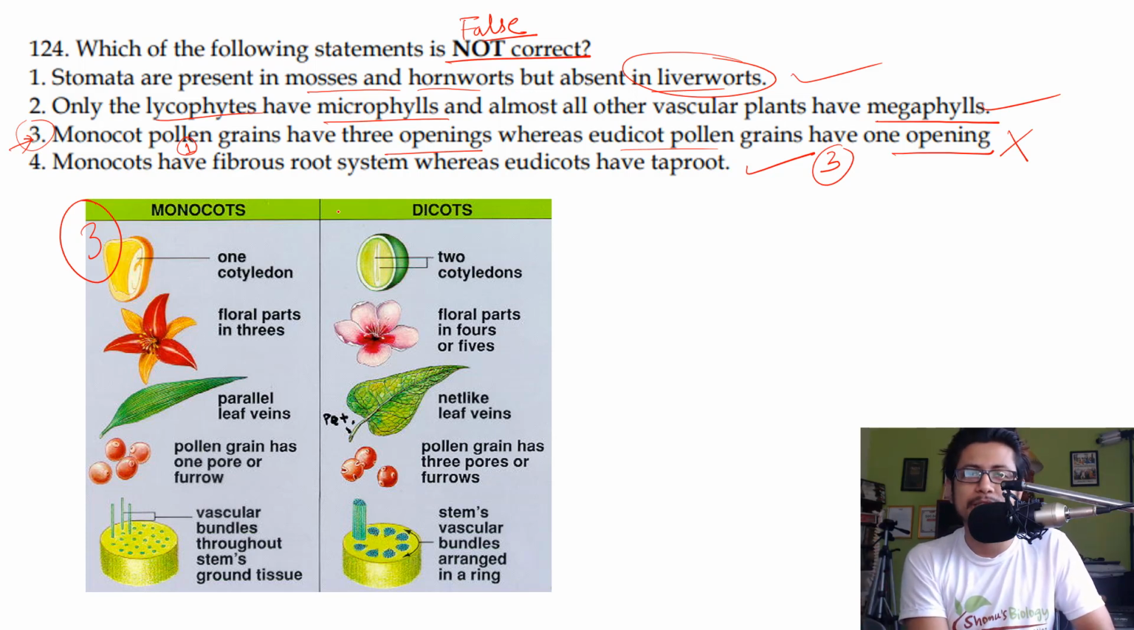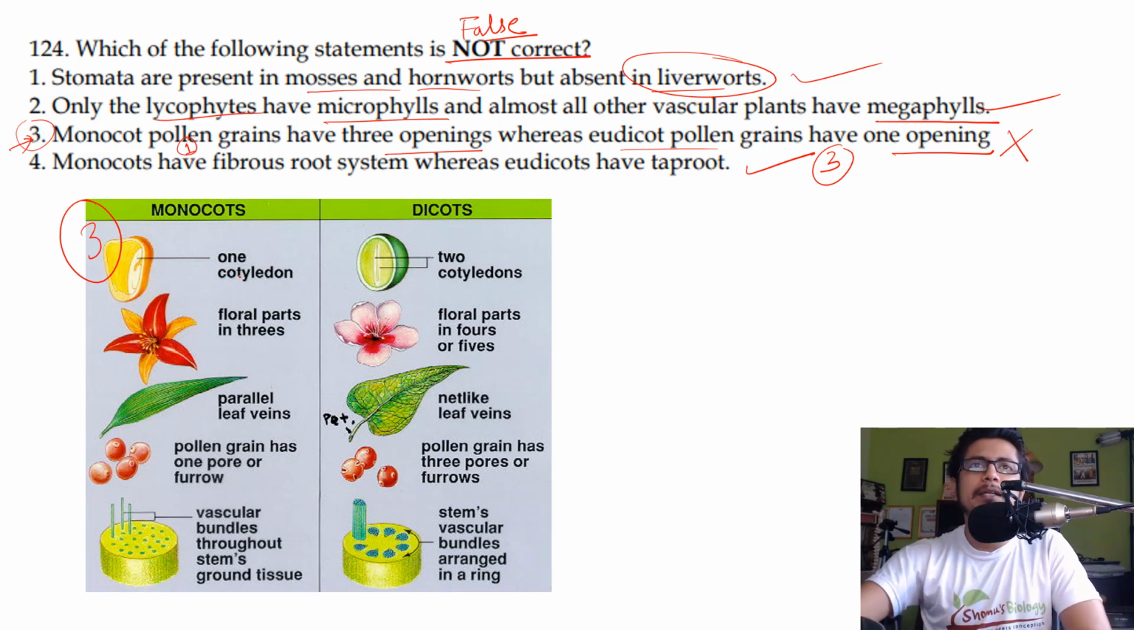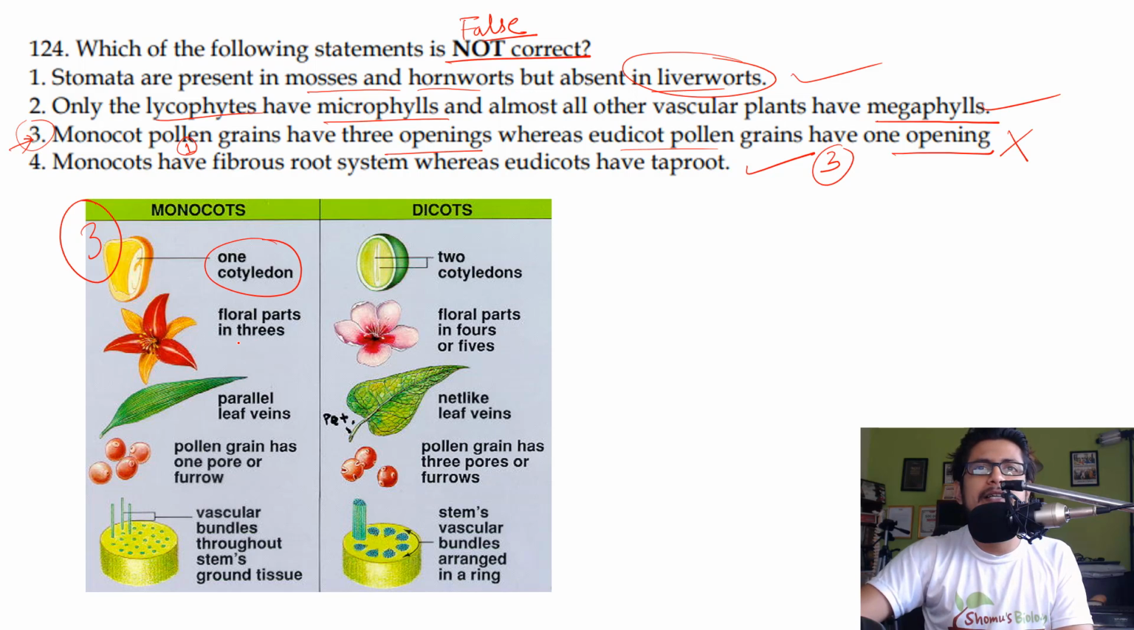No, they are going to ask you a question like this. We know that the monocots have 1 cotyledon, dicot 2 cotyledons, floral parts in 3s and 3 multiples, while the dicots' floral parts are in 4s or 5s. In monocots, the leaf veins are parallel. In dicots, it's net-like. In monocots, pollen grain have 1 pore. Dicots, pollen grain has 3 pores or furrows.